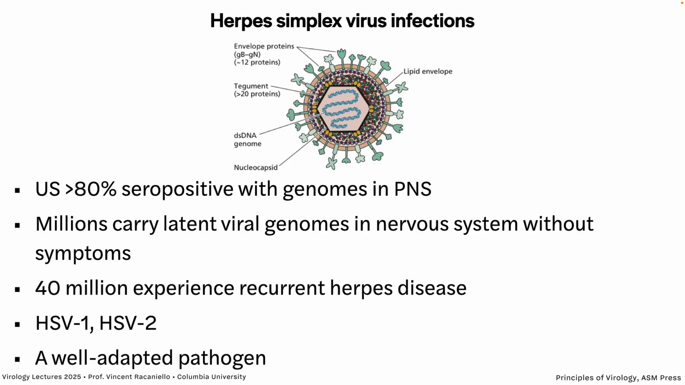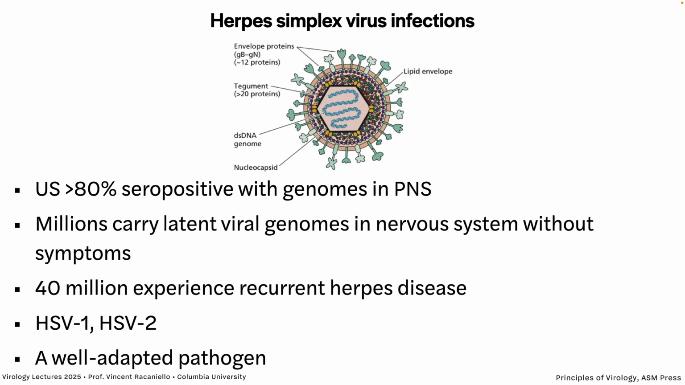Herpes simplex virus first. In the US, over 80% of people are seropositive with genomes in the peripheral nervous system. The peripheral nervous system is outside of the central nervous system. The central is your brain and spinal cord. Anything outside it is peripheral. Many, many millions of Americans carry viral genomes in their peripheral system without any symptoms. 40 million Americans experience recurrent herpes disease in the form of cold sores.